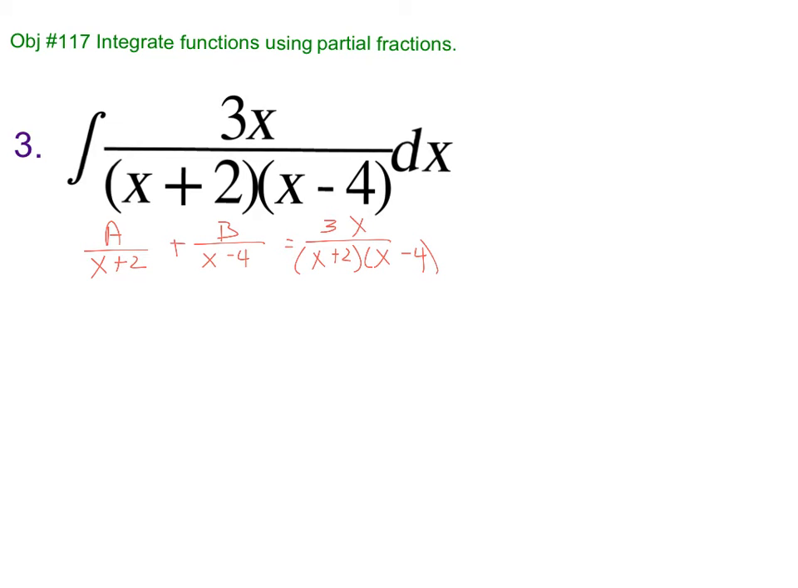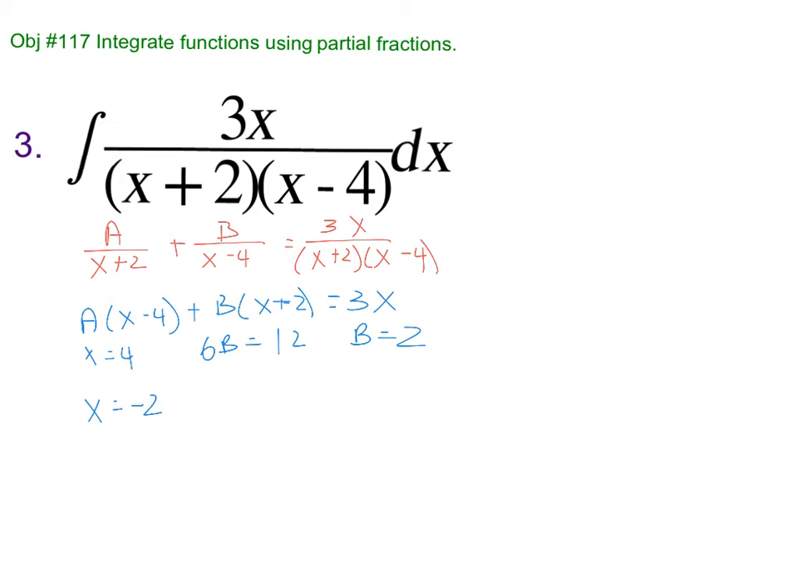All right, so I have A times (x minus 4) plus B times (x minus 2) plus 2 equals 3x. This one's going to be a little weirder. Start with x equals 4 to make the A disappear. That gives me 6B equals 12, so B equals 2.